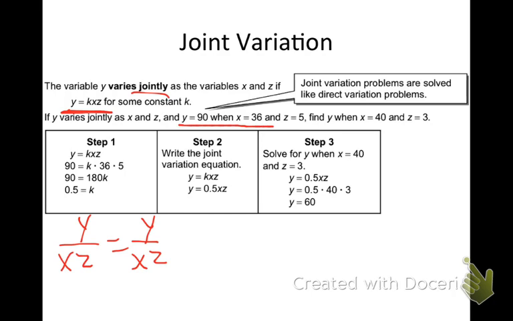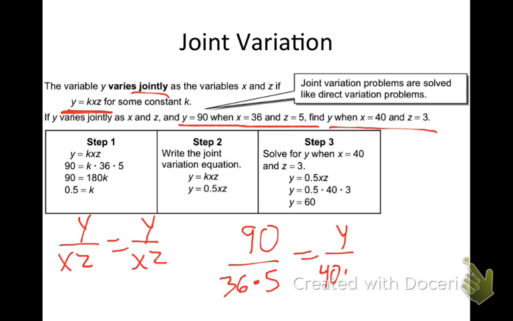Y equals 90, x equals 36, z equals 5. You would say 90 over 36 times 5 equals, find y when x equals 40 and z equals 3, y over 40 times 3. And then I can still use cross products and solve. But again, it's just using proportions to solve these different values.